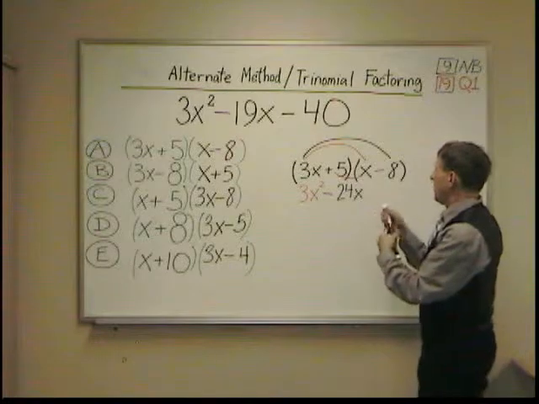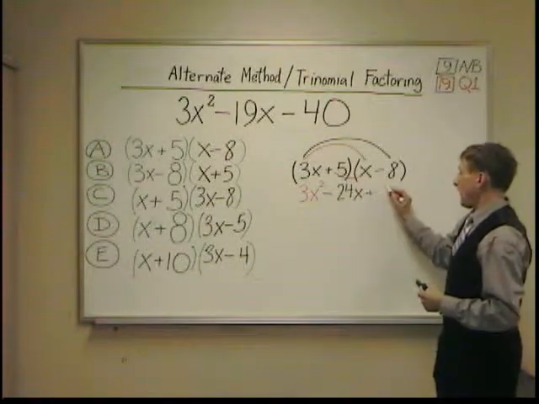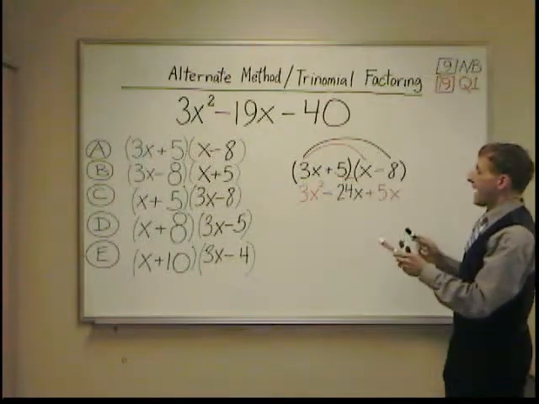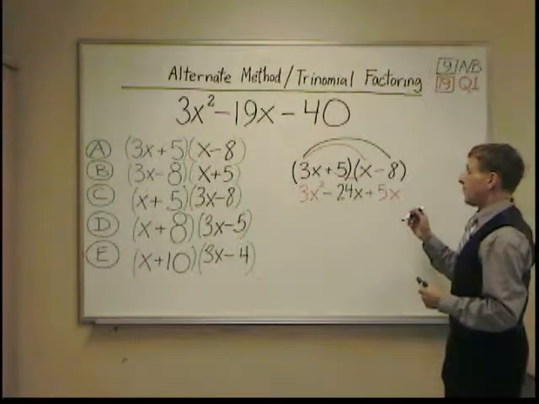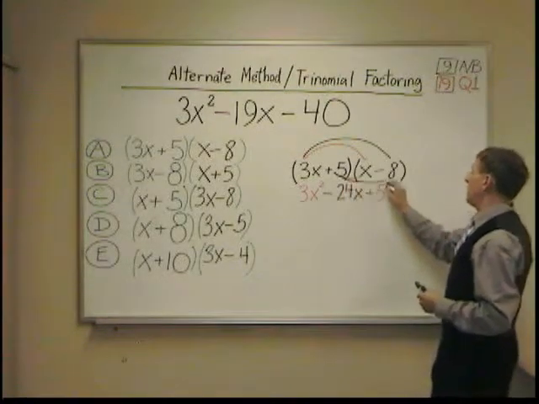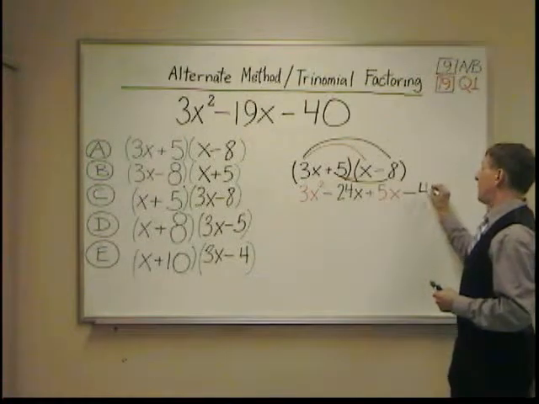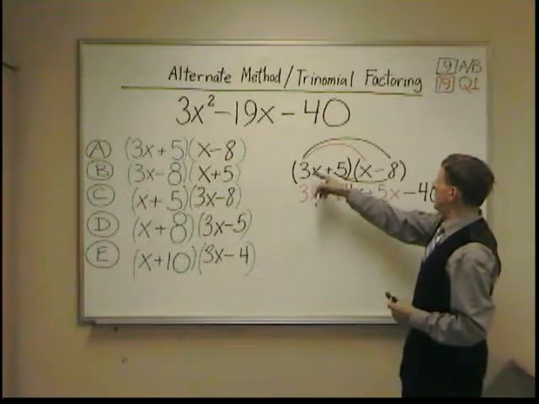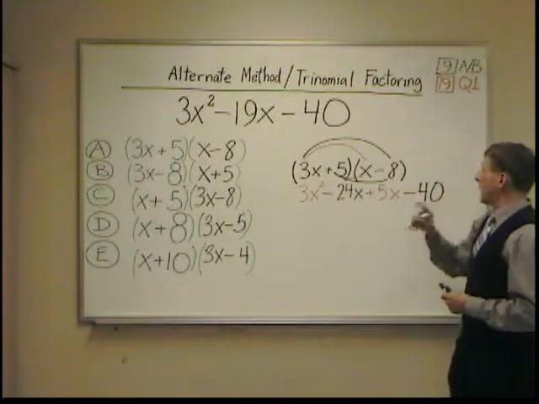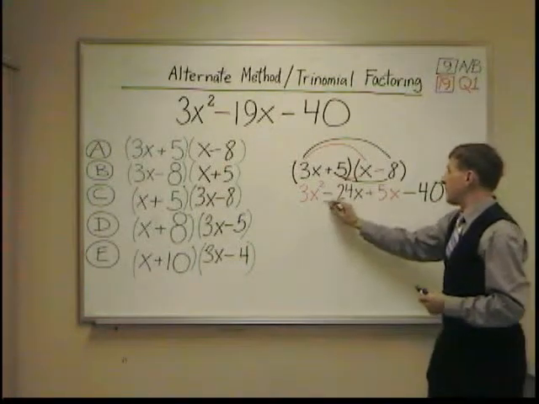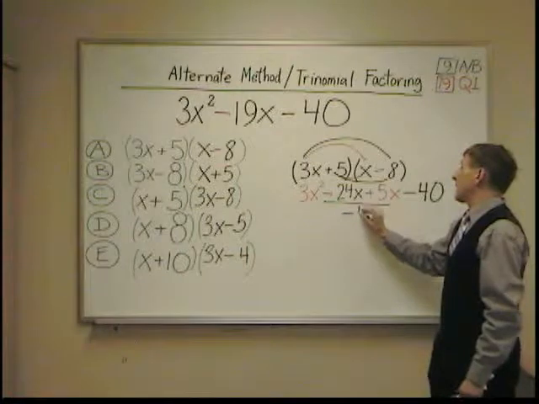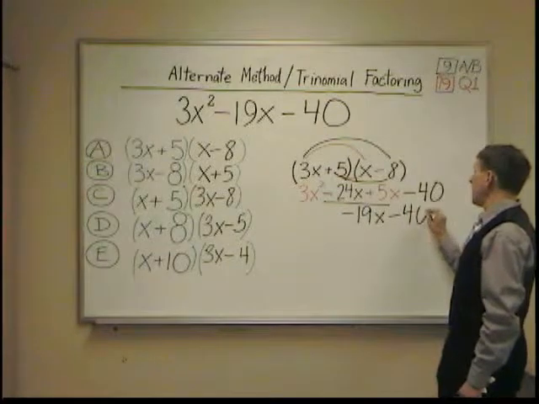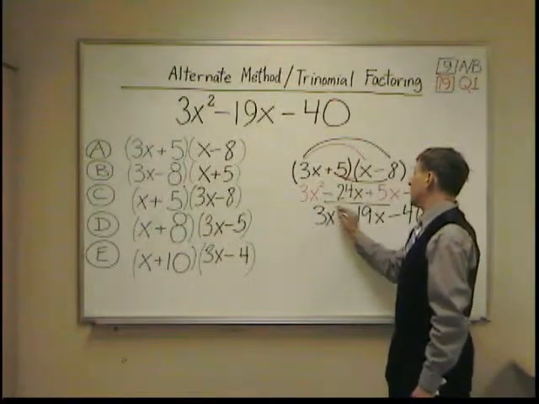And that gives me 5 times x is positive 5x. And last will give me 5 times negative 8 is negative 40. And let's make sure everything is good here. We have my 24x, and my inner is positive 5x. This combines to negative 19x minus 40 and 3x squared.